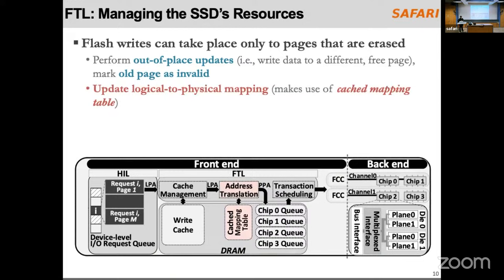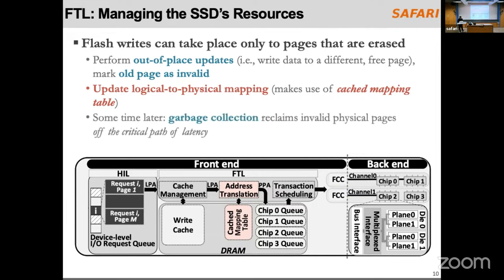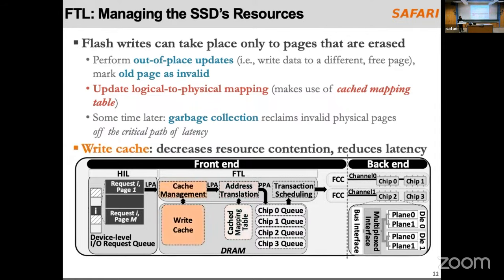So for every update to a page, there should be an update to the logical to physical mapping, which makes the cached mapping table more important, because we don't always want to write to the backend where the full mapping table is stored. After a point, we also need to look at garbage collection, because as more and more invalid pages grow in the SSD, we need to reclaim those pages and make them usable again for new writes. And the write cache, as I mentioned, decreases the resource contention and reduces the latency.